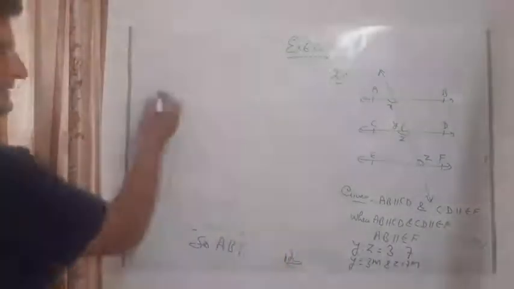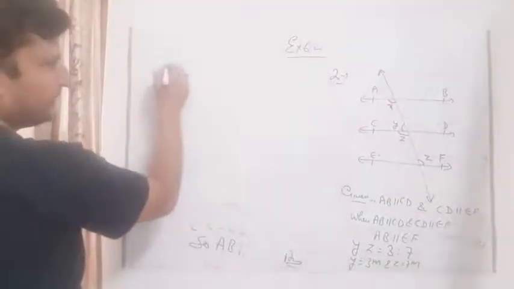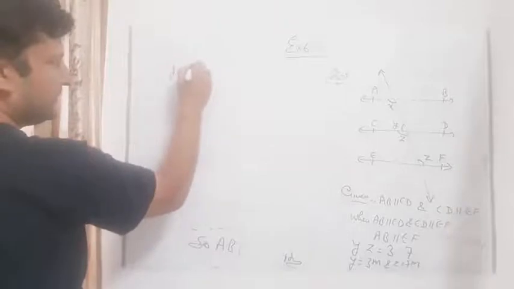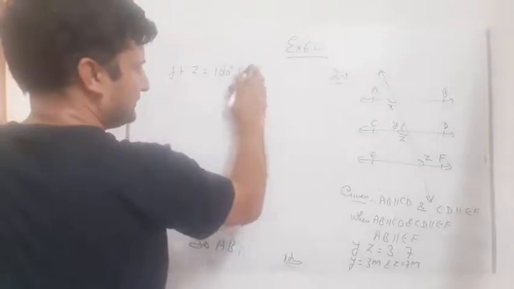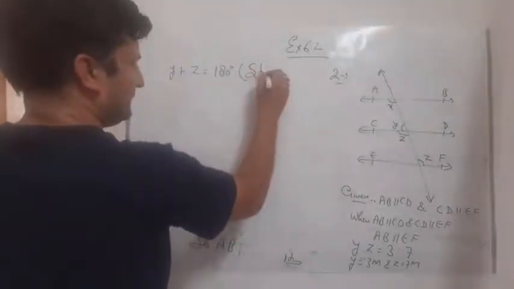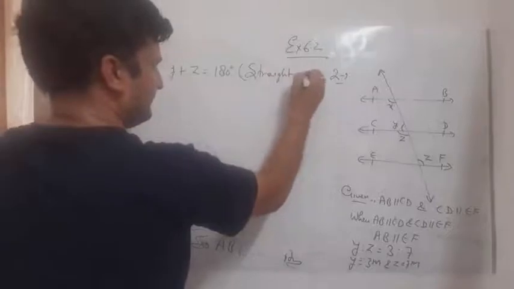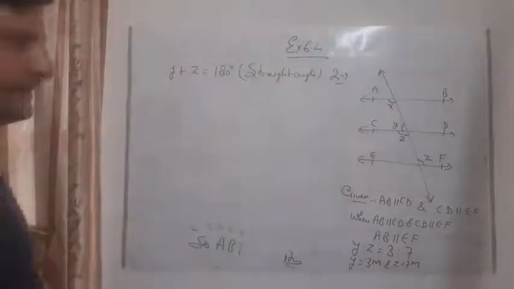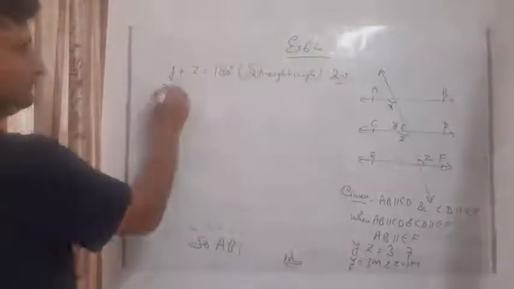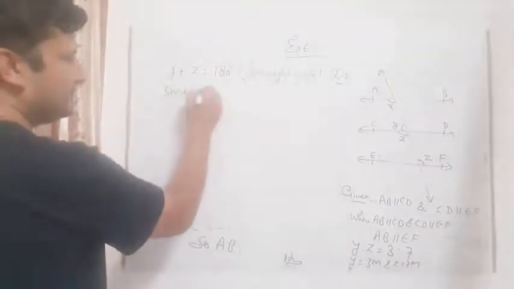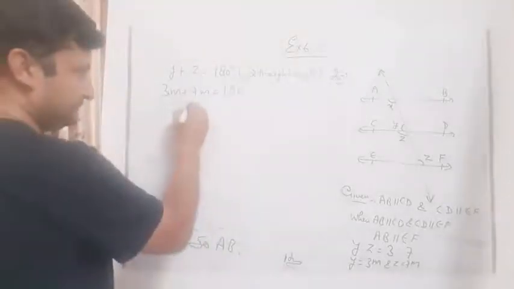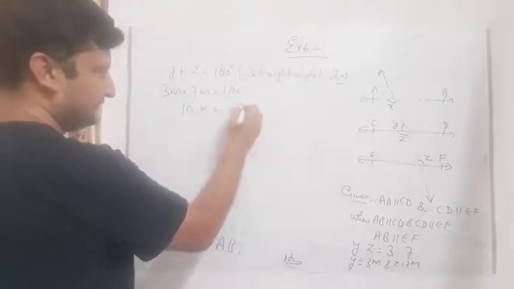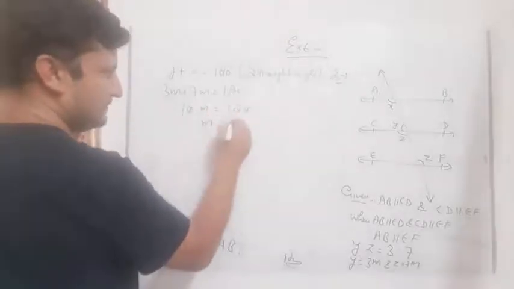So students, we can say that angle y plus angle z is equal to 180 degree, because it forms a straight angle. Now students, the value of y is given as 3m and the value of z is given as 7m, so 3m plus 7m is equal to 180 degree. We can solve it: 10m is equal to 180 degree. So m is equal to 18.